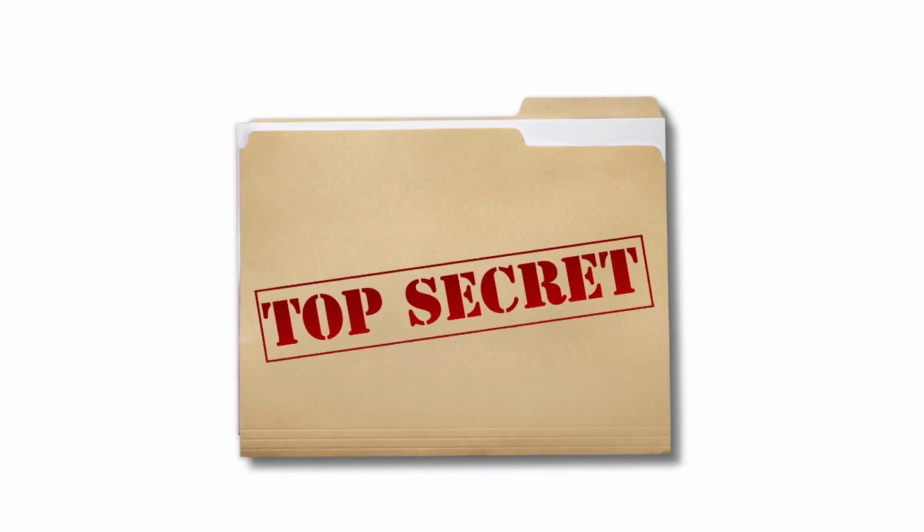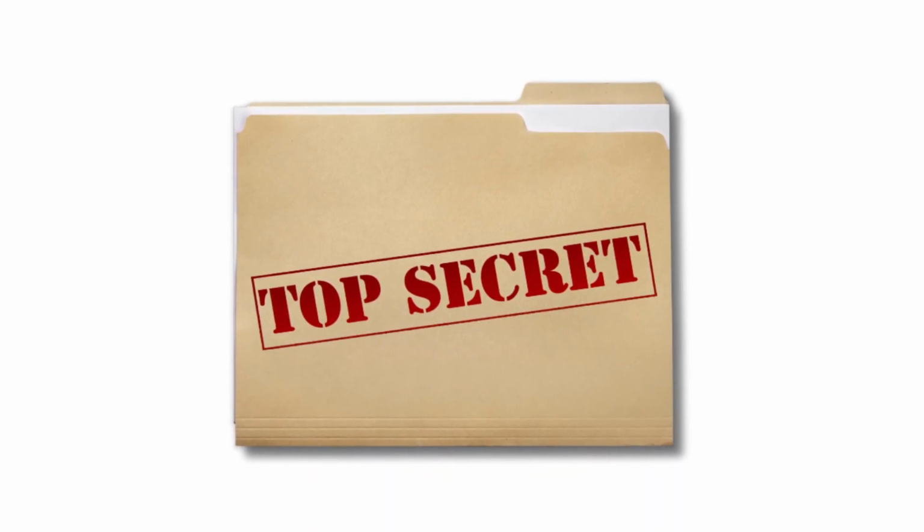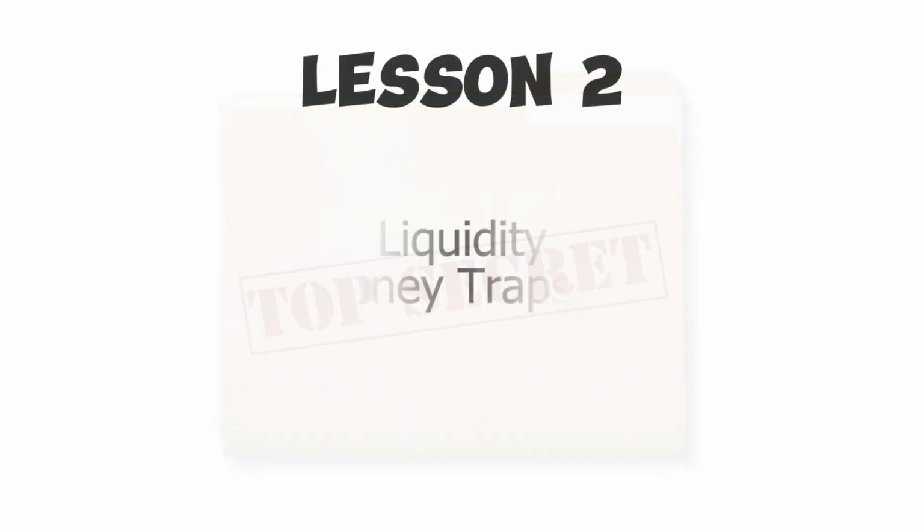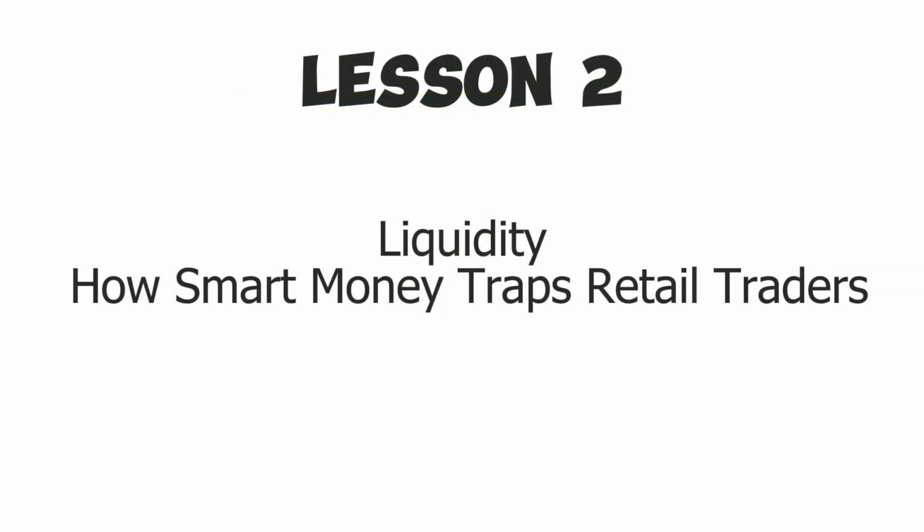Now that we understand market structure, let's move on to the real secret: how smart money uses liquidity to trick traders, and how you can avoid the trap. Part 2. Liquidity. How smart money traps retail traders. All right, now that we understand market structure, let's talk about liquidity, the reason why most traders get stopped out right before the move they were waiting for.